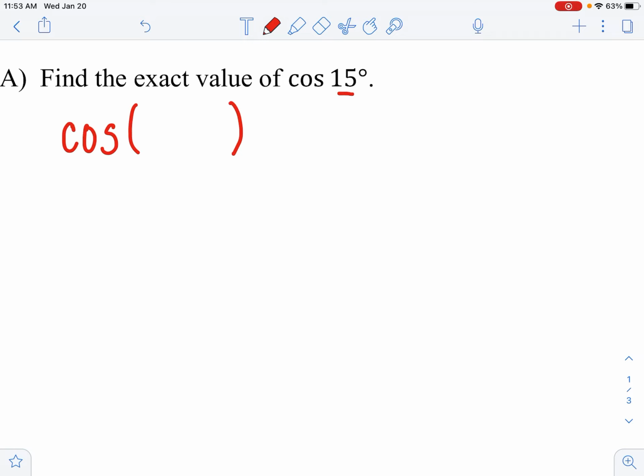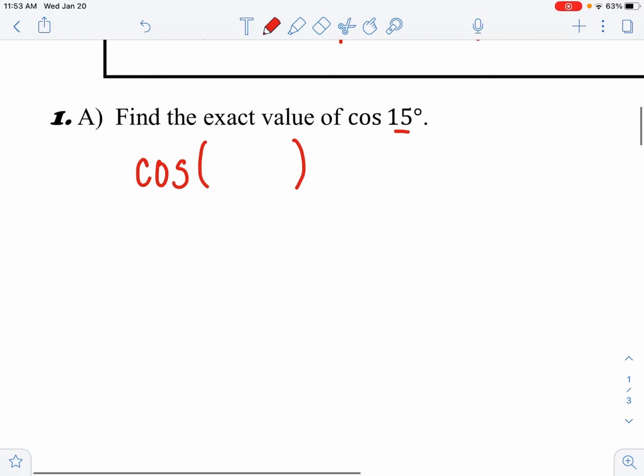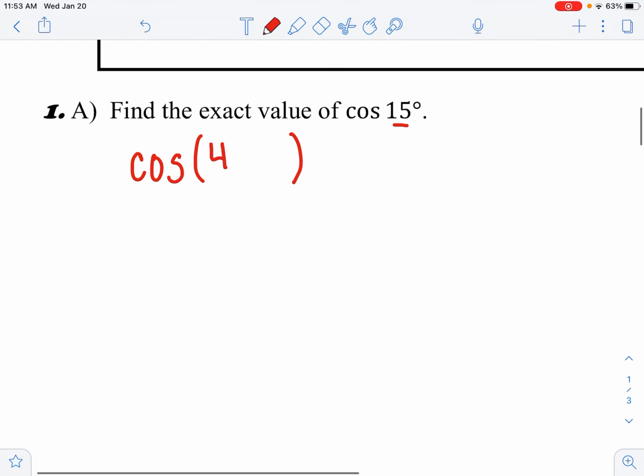And if I think of my angles, yes, there's a couple different combinations. You can do 60 minus 45. You can do 45 minus 30. And you can do a lot more from the second, third, fourth quadrant using those. If you can stick to the first quadrant, that's what I like to do. All right, so I'm going to do 45 minus 30.